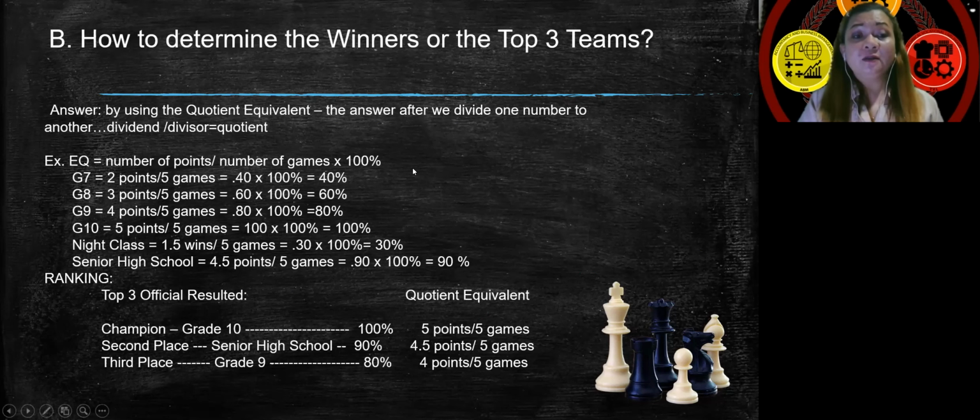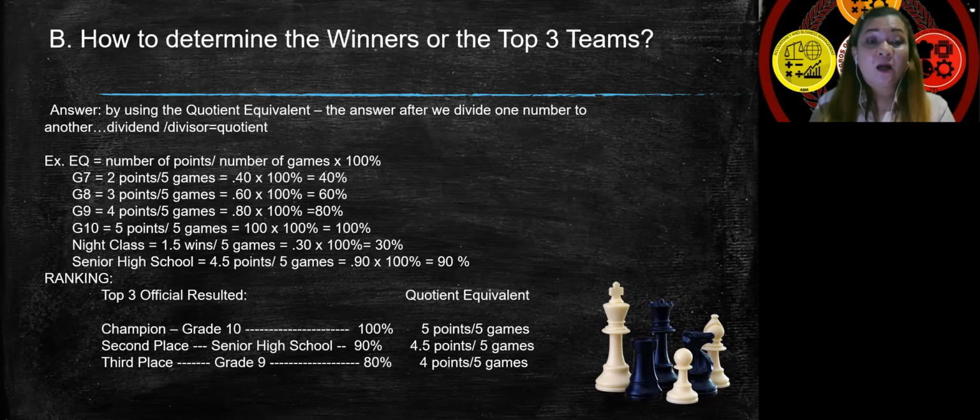Here, as stated, you are going to use the quotient value or the quotient equivalent, wherein the answer is what we get after we divide one number by another. So you have dividend divided by divisor equals quotient. We have an example. You have the formula for the equivalent quotient: number of points divided by number of games, multiplied by 100. So let us try to give examples of that.